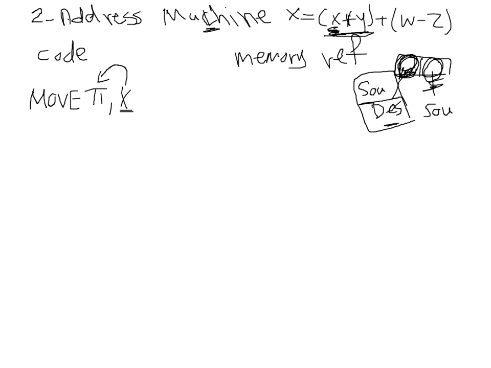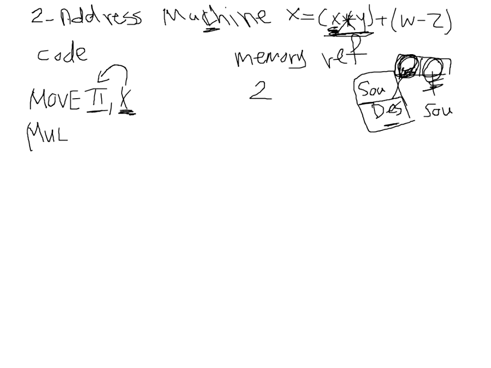Okay, so we have t1. Now the next step, we need to multiply it by y. So straight away we say, okay, then multiply by y. Here, how many times do we need to access the memory? Twice. One to get the value of x, and one to store it to t1.